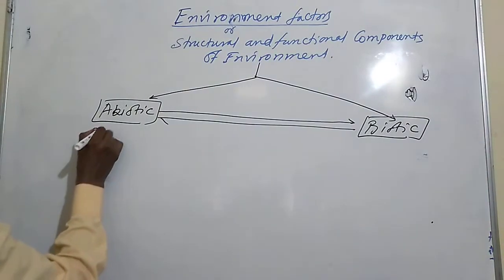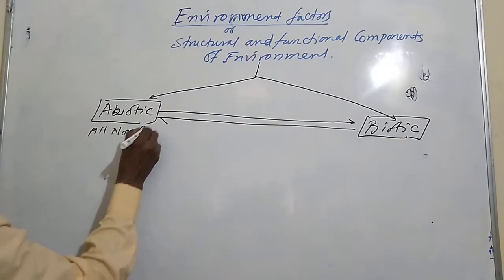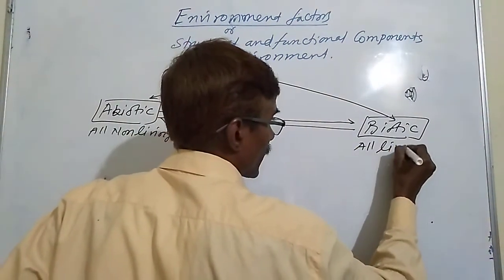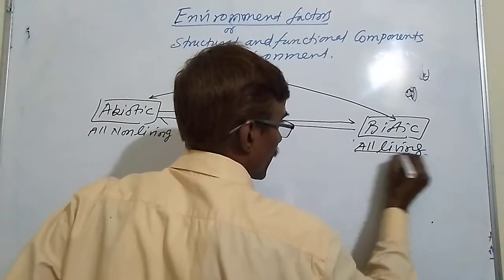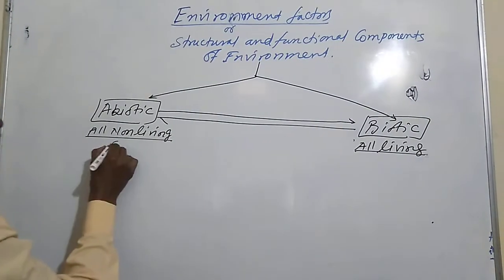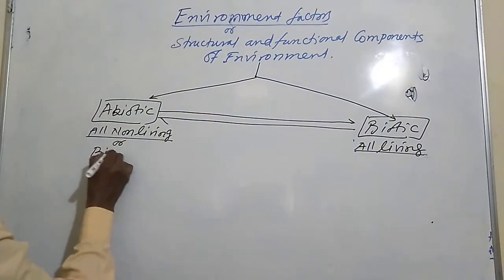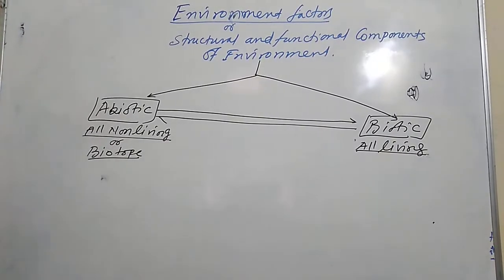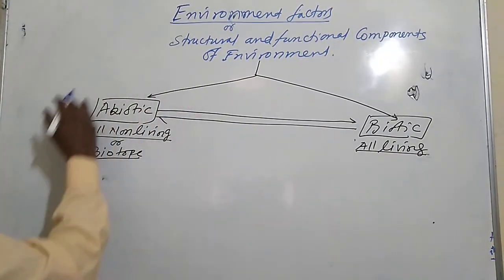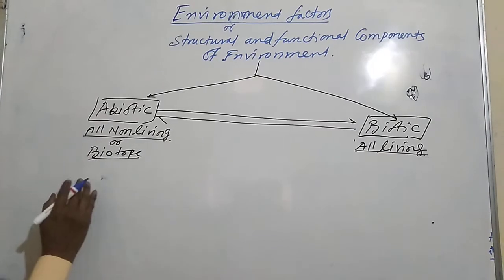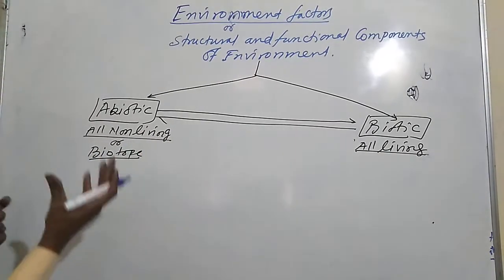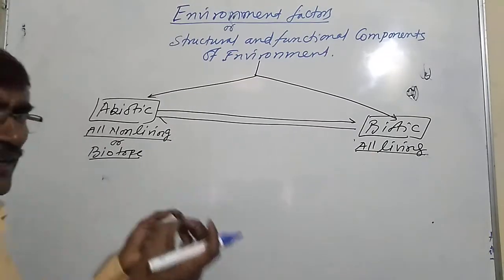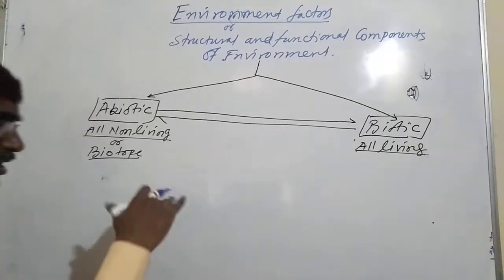These are all non-living, and these are all living. All non-living things are also known as biotope. Now we have discussed the amount of these abiotic substances and biotic substances in a particular unit of environment or ecosystem. They are categorized as a standing state or standing crop, but I will discuss that later on.